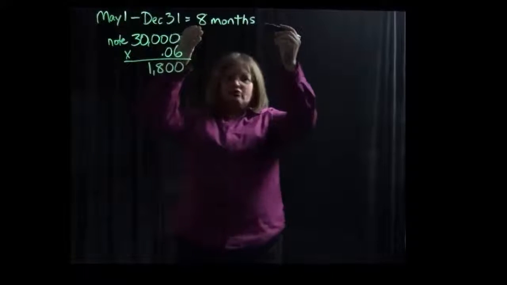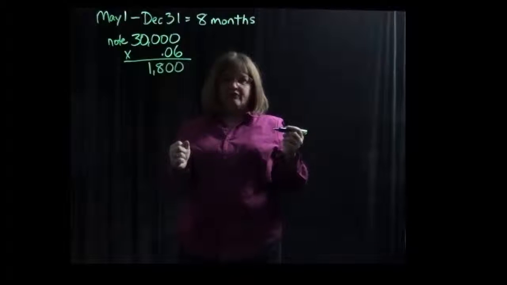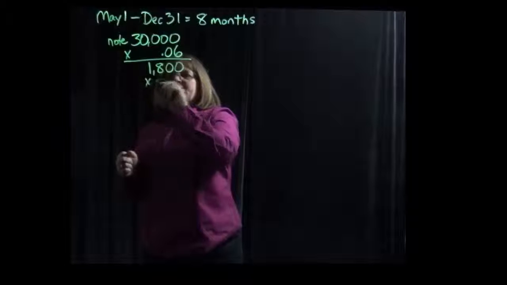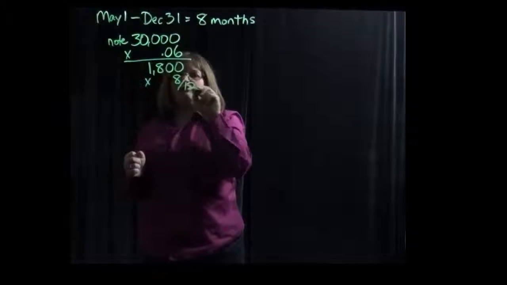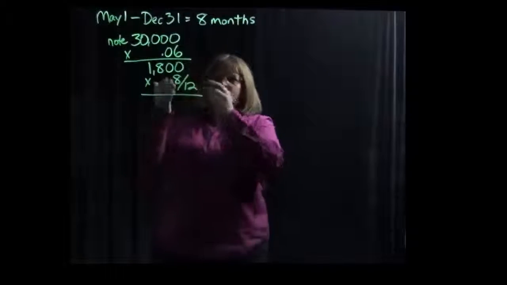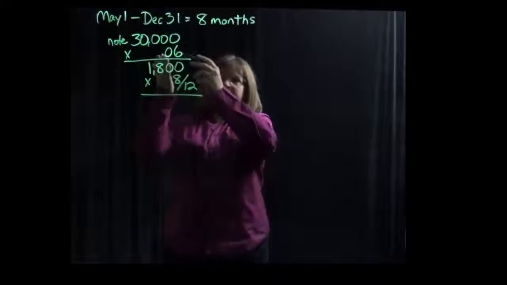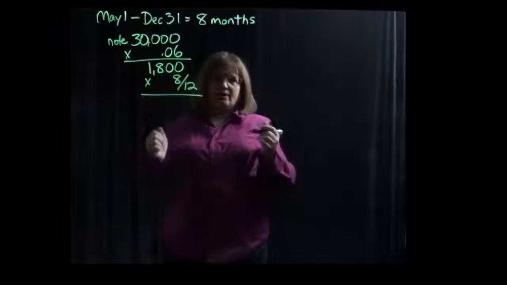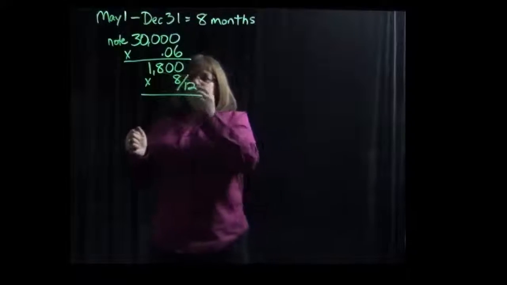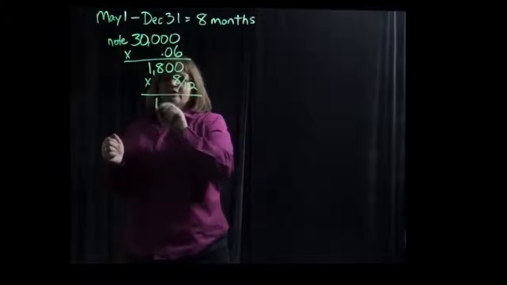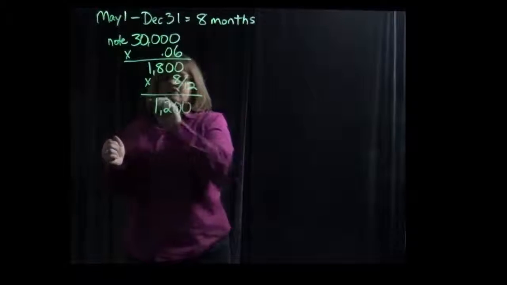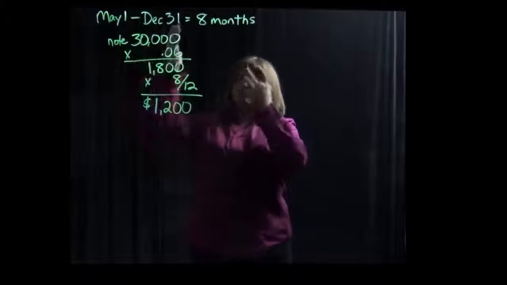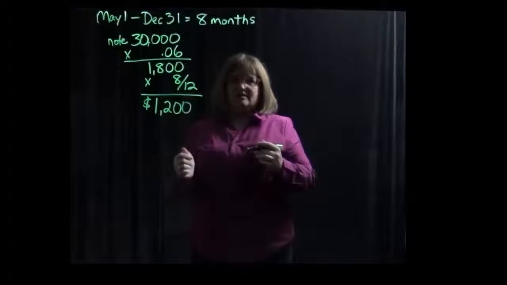But we didn't hold the note for the entire year that we're accounting for. Therefore, we need to multiply this by 8/12 to indicate that we're only holding it for 8 months out of 12. So we're basically converting this annual interest rate into an 8-month interest rate. When we multiply the $1,800 by 8/12, that gives us $1,200 as the interest that this company earned from May 1st through December 31st of this year.